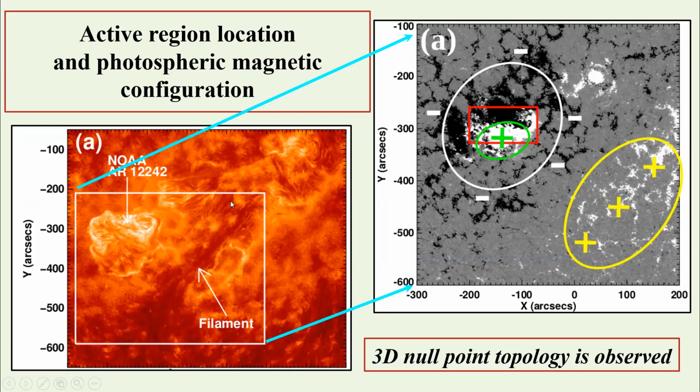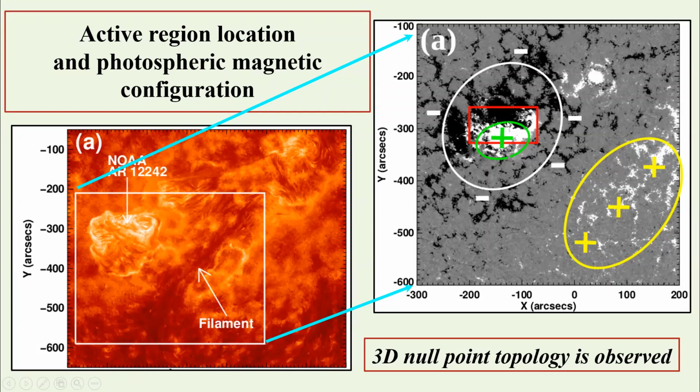If you compare this observational EUV image with the magnetogram of the same region, on the right side you can see the magnetogram of the sun. You can see where we have active region NOAA AR12242. In that region, the magnetic field is like this: in the center, we have a positive polarity, shown by the plus symbol and indicated by this green ellipse, and then it is surrounded by the overall negative polarity.